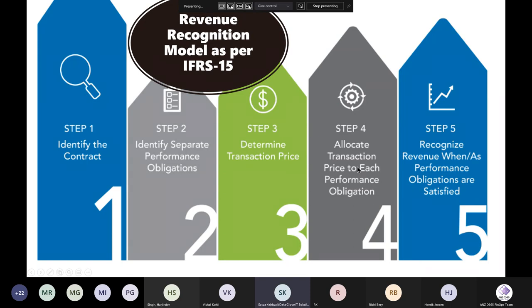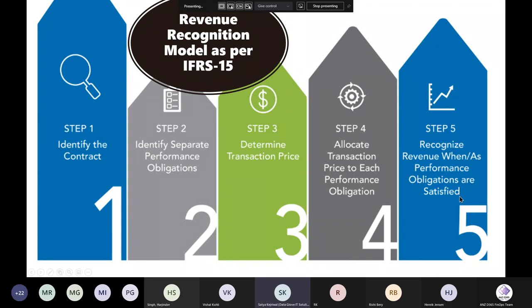Allocate the transaction price to each performance obligation. It means if you sell those products separately, how much that price would be. I'll come to that concept in detail. Then recognize revenue when performance obligations are satisfied, which means.